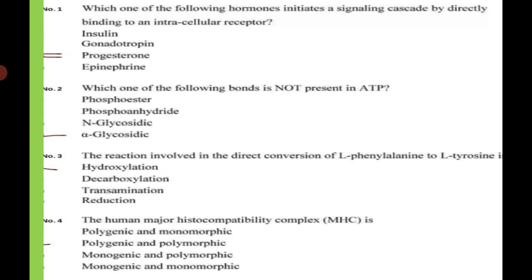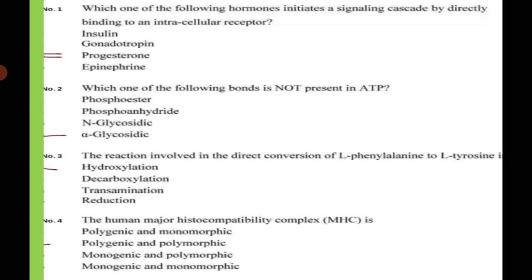The intracellular receptors are globular proteins located inside the cells rather than on the cell membrane. Out of the 4 options, insulin, gonadotropin and epinephrine, these 3 hormones have a receptor on the cell membrane, whereas progesterone is a lipid soluble hormone. It has an intracellular receptor. So the answer is progesterone.